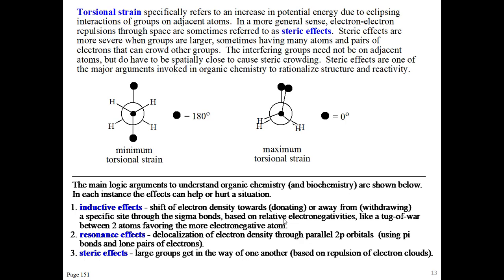So I always say it's sort of like a tug of war between 2 atoms, and the one that's more electronegative will attract more of the electron density, leading to an imbalance. We might call it a dipole, where there's a partial negative and a partial positive.